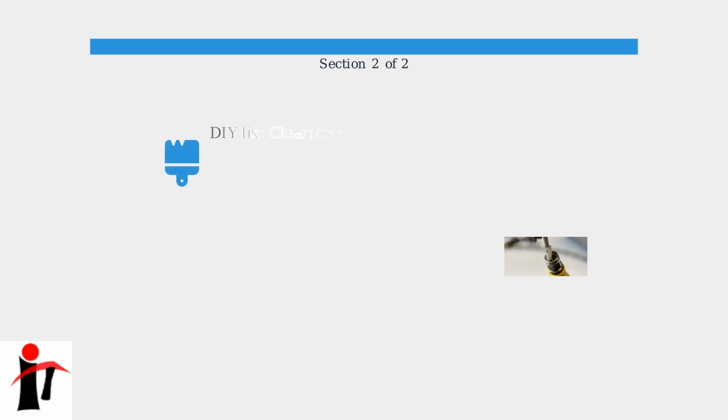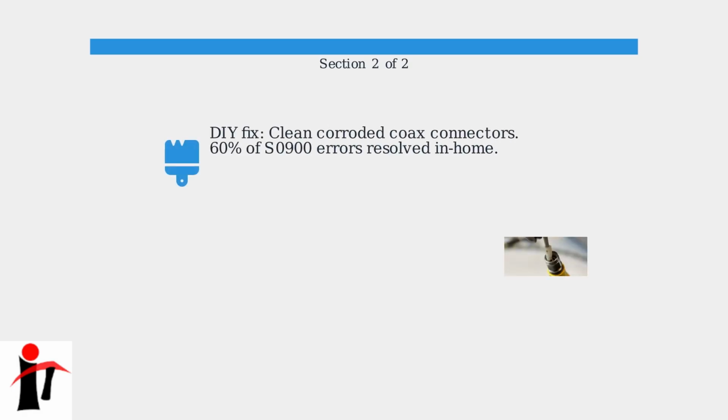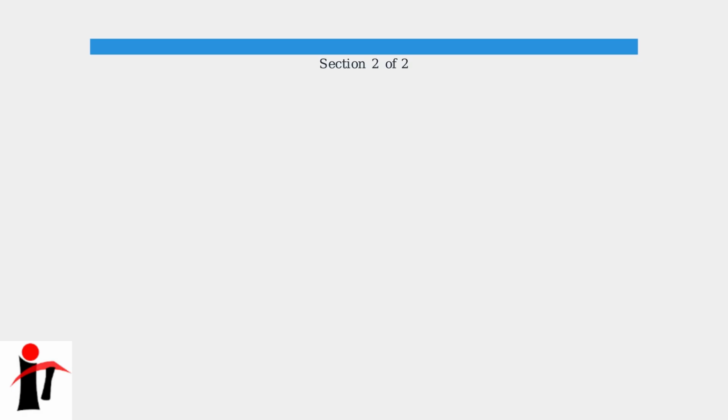A common DIY fix involves cleaning corroded coax connectors. Statistics show that 60% of S0900 errors are resolved with simple in-home fixes like these. If the problem persists after these steps, a technician visit may be necessary.